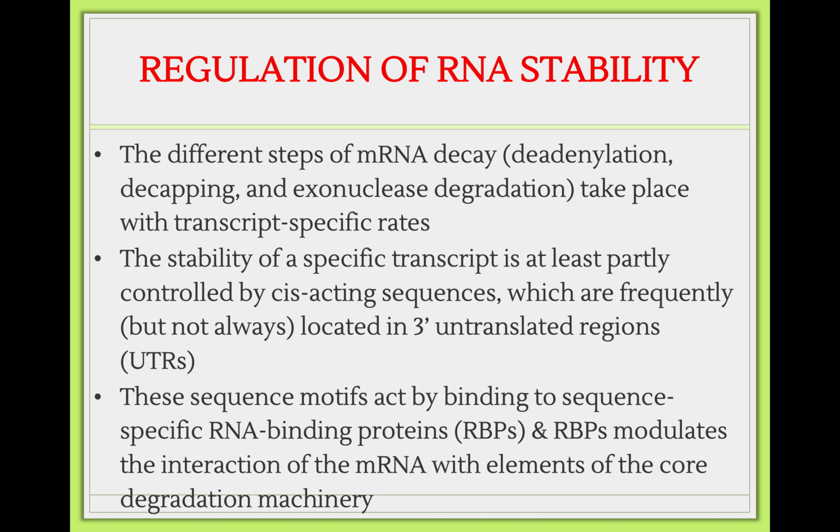The different steps of mRNA decay, which involve deadenylation, decapping, and exonuclease degradation, take place with transcript-specific rates. The stability of a specific transcript is at least partly controlled by cis-acting sequences, frequently but not always located in the 3' untranslated region, or UTR. These sequence motifs usually act by binding to sequence-specific RNA binding proteins, your RBPs, and these RBPs in turn modulate the interaction of your mRNA with elements of the core degradation machinery.